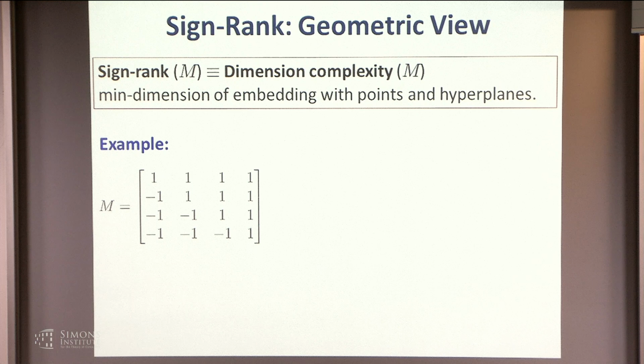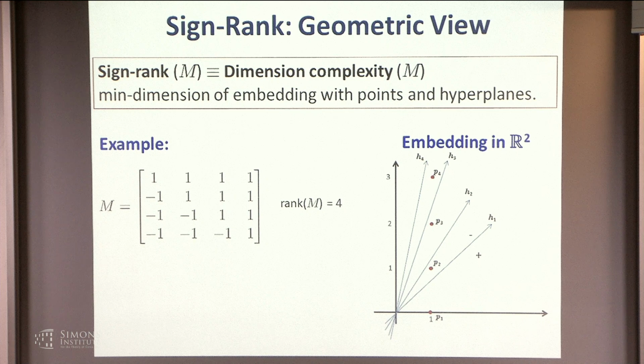Why so? Let's look at this matrix. This is just a 4x4 matrix which mimics the greater than upper triangular matrix. I've just filled it with all ones at the top and minus ones at the bottom. Now its rank is 4, and in general a 2 to the n by 2 to the n such matrix would of course have rank 2 to the n. But let's look at its sign rank, and geometrically I want to place a set of points and hyperplanes in some Euclidean space, such that by looking at the way the hyperplanes partition the set of points, I should be able to get back my target matrix.